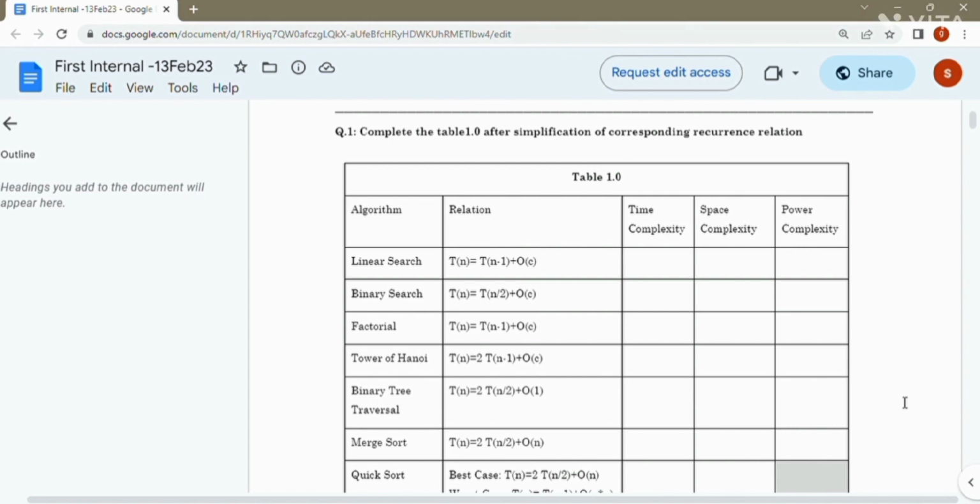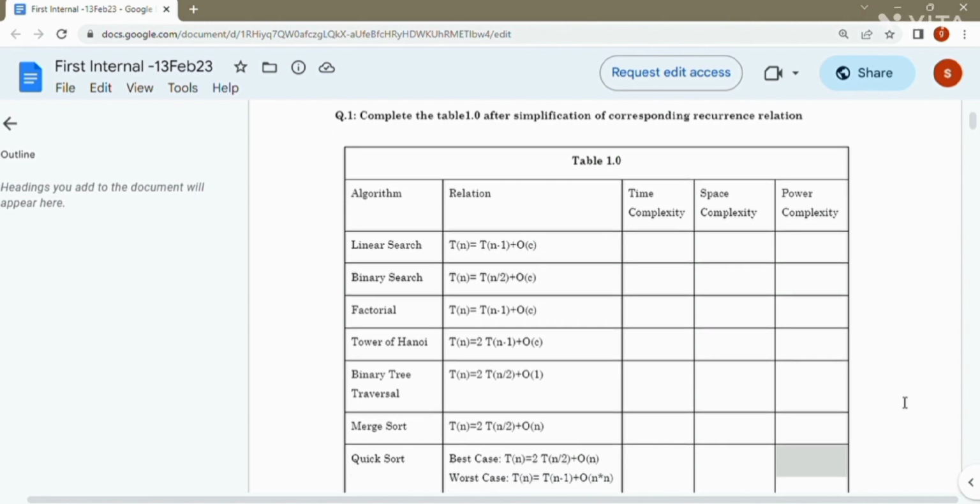This is part of my analysis and design of algorithms assignment. In this video, I am presenting the solution of internal test 1. In the first question, we have to simplify the following recurrence relations to find their time complexity, space complexity and power complexities.